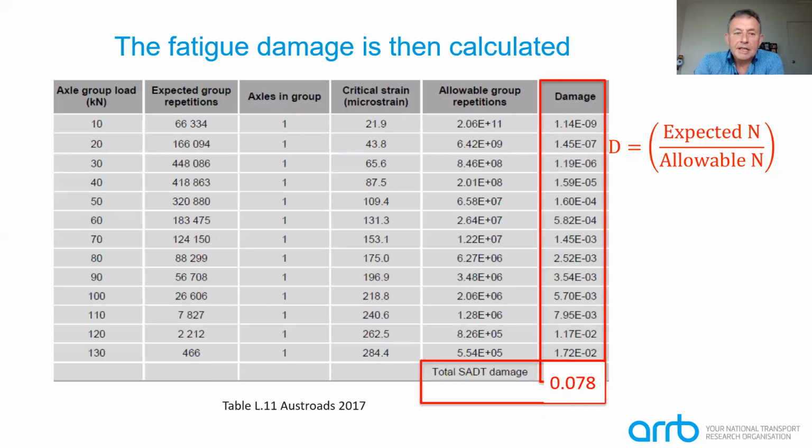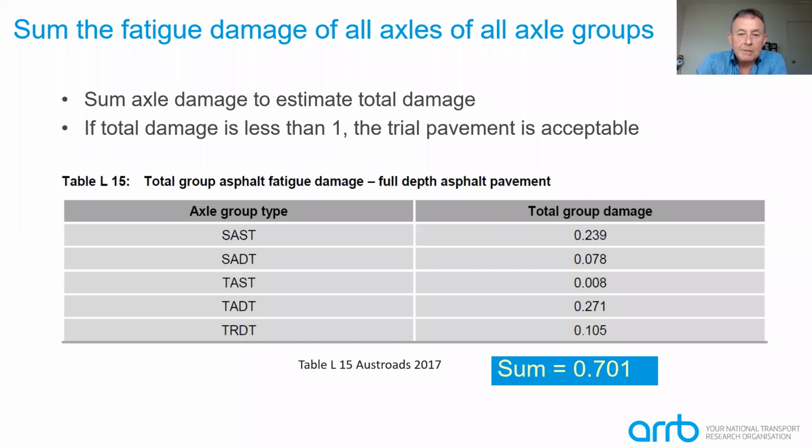So by dividing the expected number of load repetitions by the allowable number, the fatigue damage is calculated for each axle group load of each axle group type. And so for this case of a single axle with dual tires, you sum the damage due to all the axle group loads and then combine that with the damage due to the other axle group types and sum the total damage. In this case, it's 0.7, which is less than one. So this pavement configuration would be acceptable. The damage is less than one.